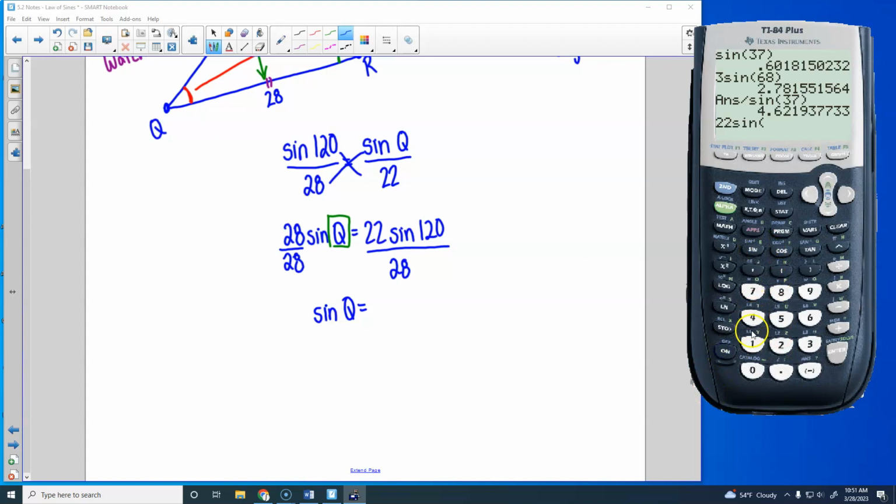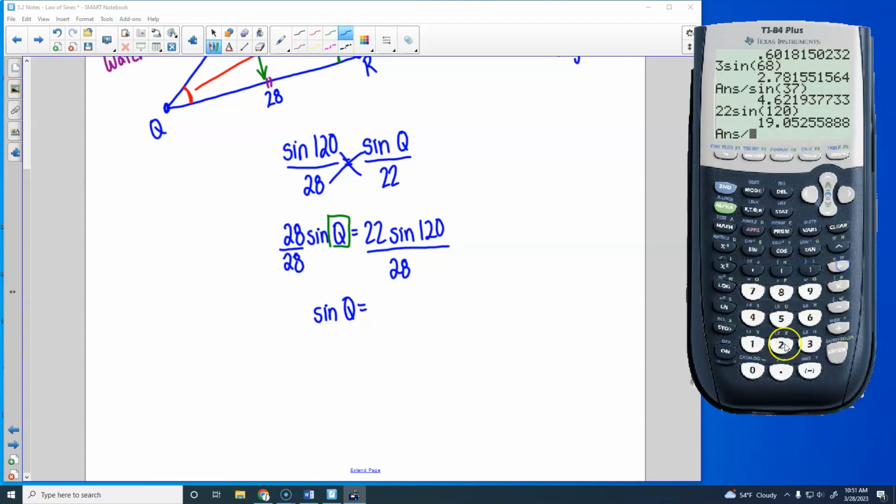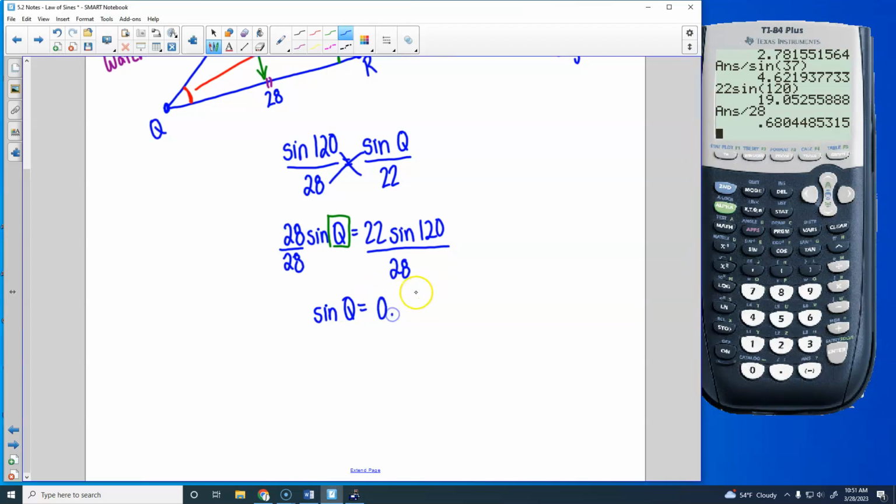I'm going to go ahead and type this stuff into the calculator. 22 sine 120 divided by 28 should give us 0.680445. So you want to keep that whole number in your calculator. Don't round it. I'm not going to write the whole thing down, but I'm going to keep that in my calculator. If you want, you can even store it as a variable, but we should be able to do it without storing. So I'm solving for Q.